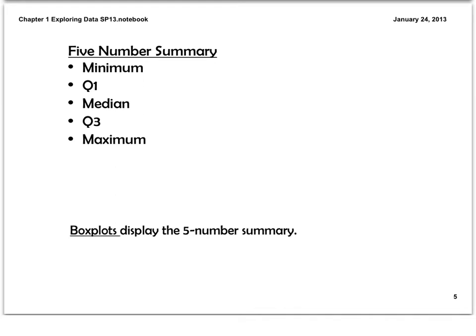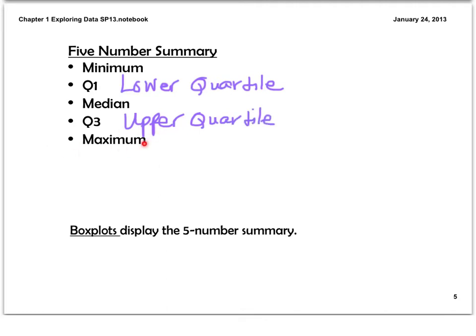And then we have the 5-number summary, which consists of the minimum, Q1, or the lower quartile, and then you have the median, Q3, also known as the upper quartile, and then you have the maximum. And to show the 5-number summary, we use boxplots.